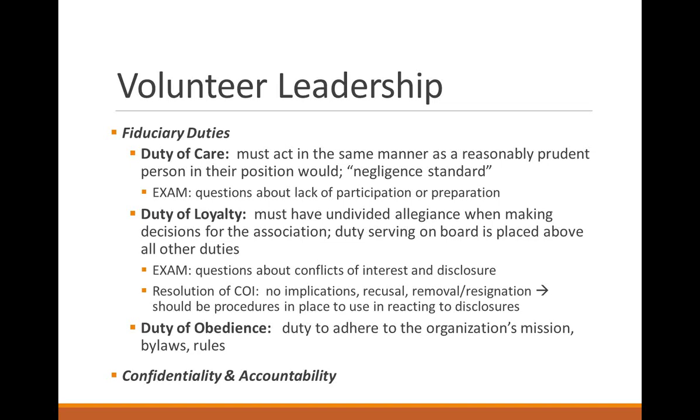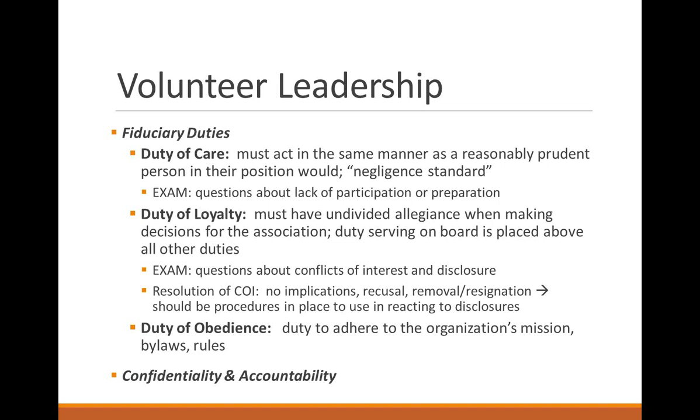Fiduciary duties. Duty of care. This is your negligence standard. It says the person must act in the same manner as a reasonably prudent person in their position would. On the exam, questions about lack of participation or preparation for a board meeting, for example, would be talking about the duty of care. Duty of loyalty says that their duty serving on the board is placed above all other duties, and they have to have undivided allegiance when making decisions for the association. This is where you'll see questions about conflicts of interest and disclosure on the exam.